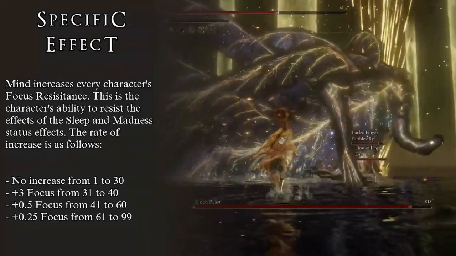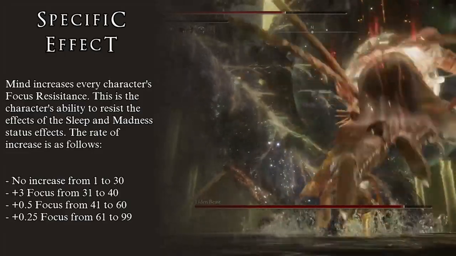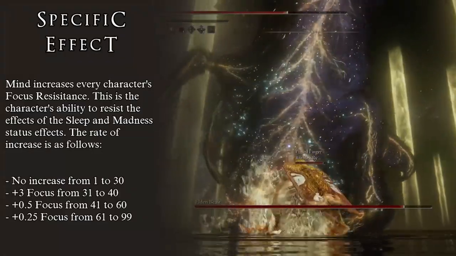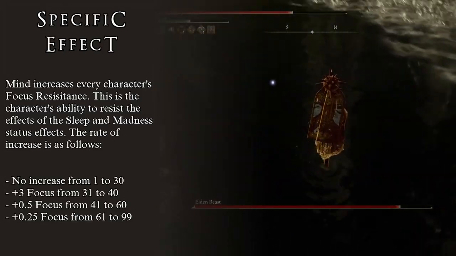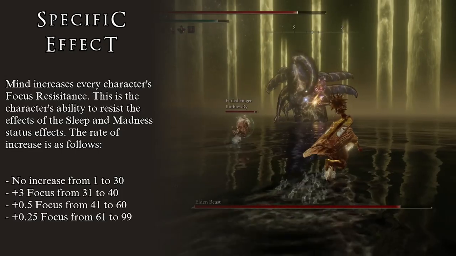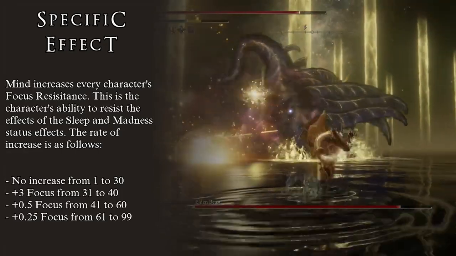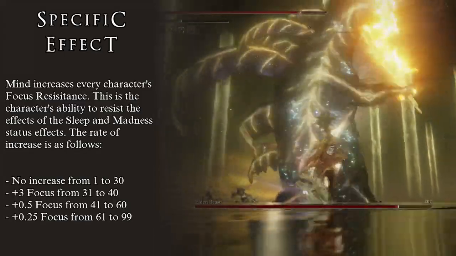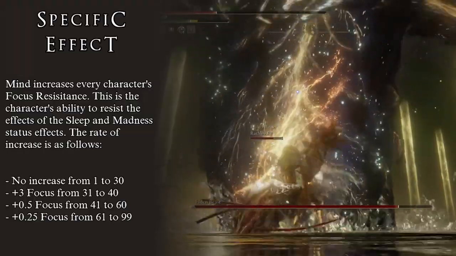Like every stat, mind also has its own specific effect. In this case, increasing mind also increases your character's focus resistance. Focus is the character's ability to resist the influence of the sleep and madness status effects. The more mind we have, the more focus we will have, and the more resistant our character will be to these effects. The rate of increase is as follows.